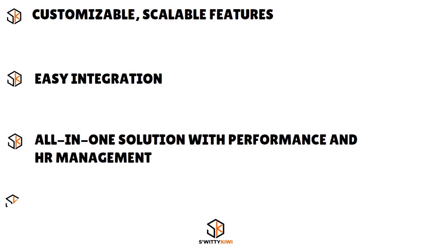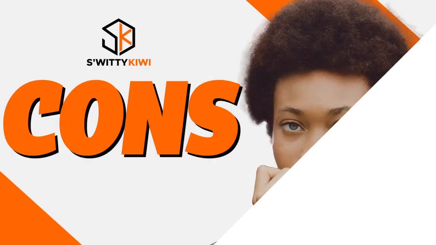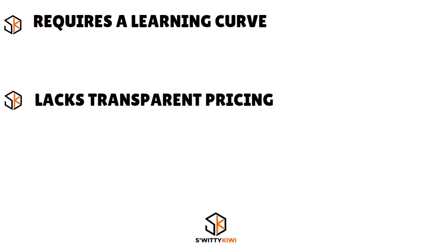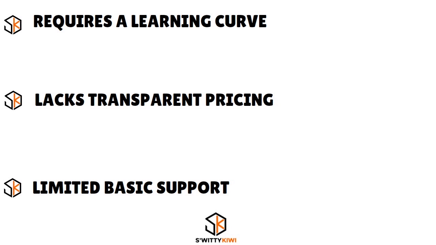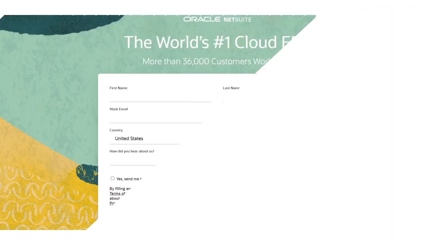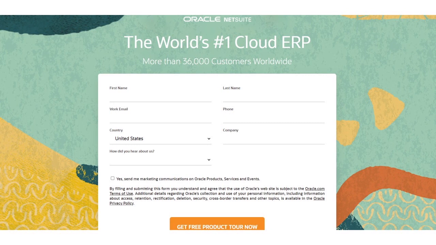Pros, you have customizable, scalable features, easy integration, all-in-one solution with performance and HR management, and it includes inventory management. What about the cons here? Well, it does require a learning curve, it lacks transparent pricing, and you do have limited basic support. So for pricing, you have to contact sales if you need to have more information. They don't have the info on the website.